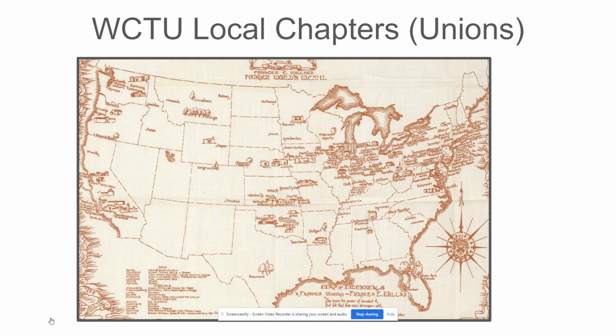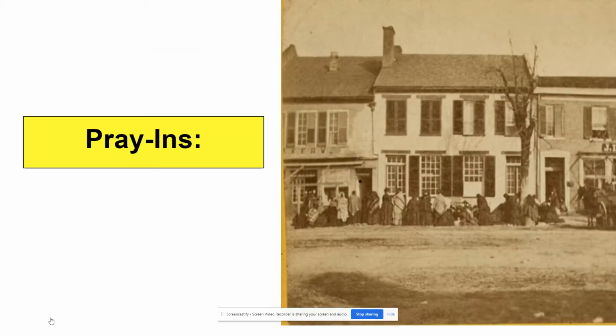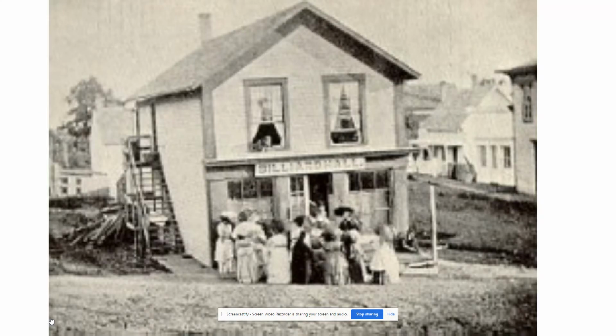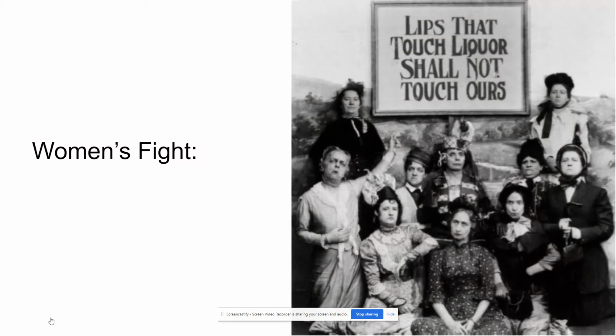You can see little dots all over the place. And what they pretty much did was they harassed saloon customers. They went there and just yelled at them, lectured them, what are you doing? And they had pray-ins. Here's a picture of the group doing pray-ins in front of a saloon, basically praying for those people, also providing a little pressure on them. Here's another pray-in in front of a billiard hall that served alcohol. Same thing here. You can see the women on the bottom of the screen, and of course the saloon frequenters on the top of the screen, kind of an adversarial little situation.